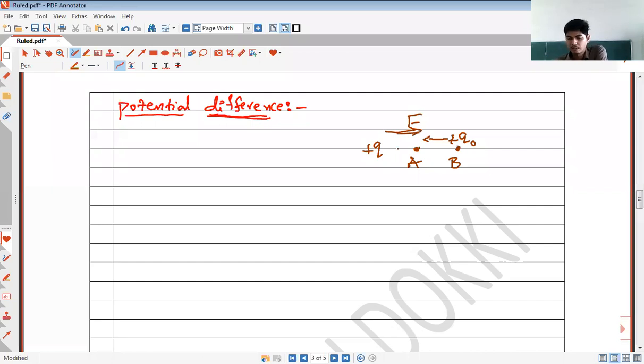The amount of work done to move a test charge from one point to another point in the electric field is called potential difference. Whereas the amount of work done to bring the charge from infinity to a given point in the electric field is electric potential. Electric potential involves infinity and a given point. In potential difference, the points involved are present in the electric field itself.